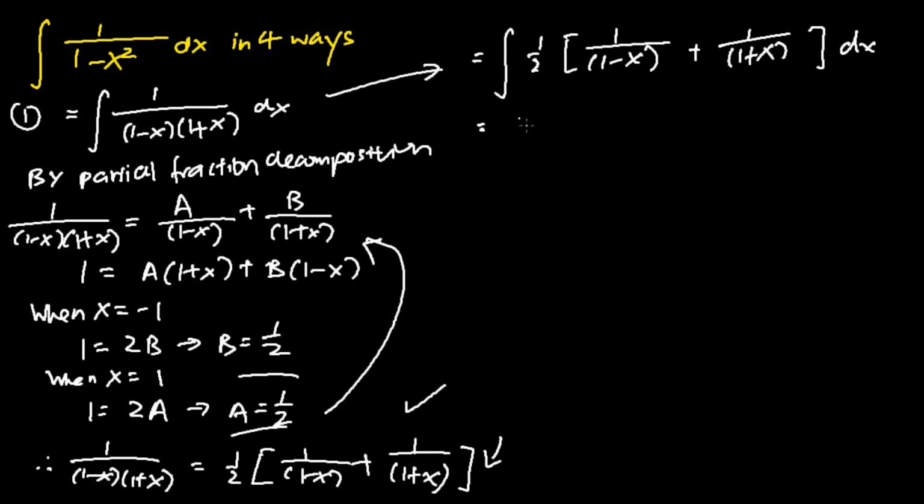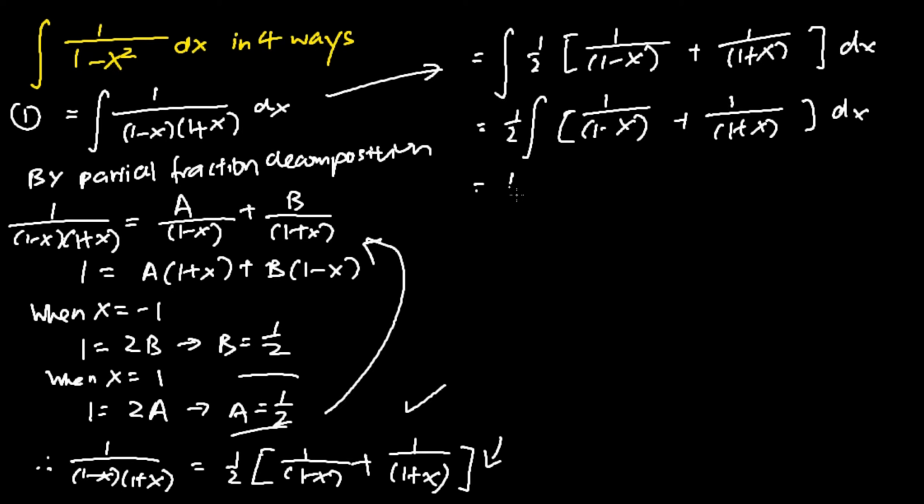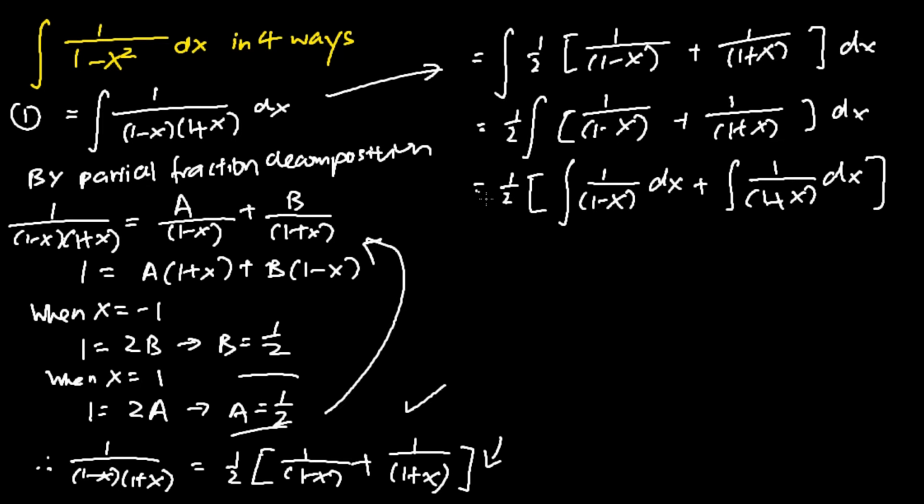I factorize the half out of the integral. I get half the integral of the following. Then the next step, I will split the integral out into two different integrals, in which now we can evaluate the integral. For the first integral, the integral of 1 over 1 minus x is basically just the negative of ln 1 minus x. Whereas for the second integral, the integral of 1 over 1 plus x is basically just ln 1 plus x plus c.